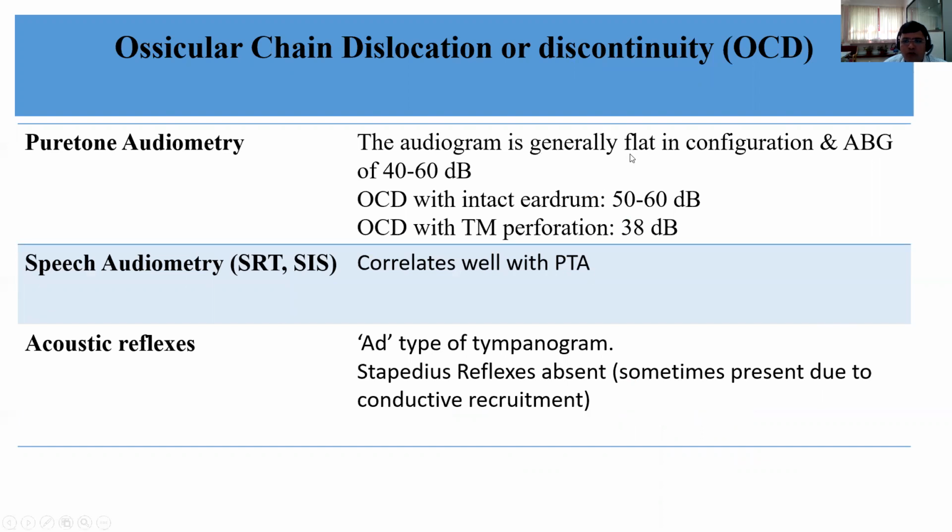The fourth common condition which you will be encountering in the clinic is ossicular chain discontinuity or ossicular chain dislocation, OCD. Again, here pure tone audiometry will help you to identify whether there is a hearing loss or not and what is the nature of the hearing loss. The audiogram is generally flat in configuration and the air-bone gap will be somewhere around 40 to 60 dB. Why is there an air-bone gap? Because bone conduction is intact, but air conduction is affected. So OCD with an intact tympanic membrane shows a higher degree of hearing loss in comparison to a perforated tympanic membrane. This again correlates well with the pure tone average.